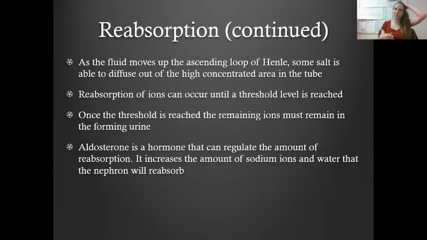So reabsorption just refers to the movement of solutes, so dissolved stuff, or water moving out of the kidney back into the blood. So you're reabsorbing it into your blood from the kidney. So that's what's happening. Anytime we have something moving out of the nephron, it's reabsorption. And reabsorption can happen until a threshold is reached, and then essentially no more ions can leave the urine. And this is regulated by a hormone called aldosterone, which we're going to talk about in a later lesson.